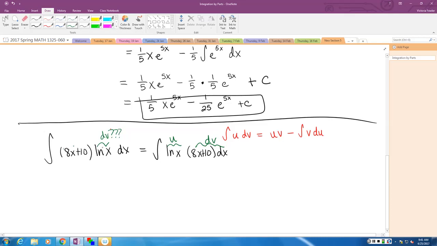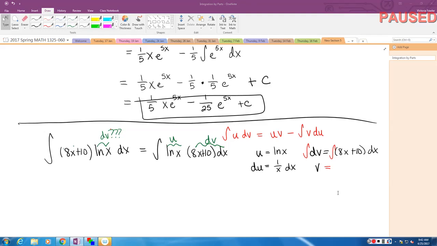Okay, good. I'm going to give you just a moment to do that first part. That first part says I'm going to have to find my differential of u, and I'm going to have to find v. So again, u is natural log of x. Its differential is 1 over x dx. We determined dv to be the quantity 8x plus 10 dx. So I need a v according to this formula. To go from dv to v, I need to take the antiderivative.